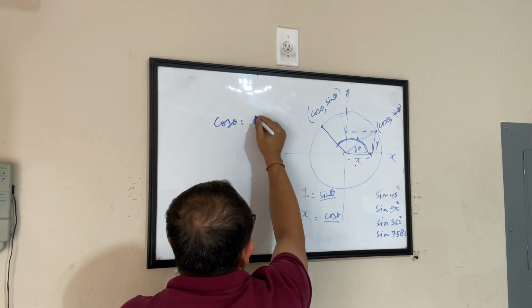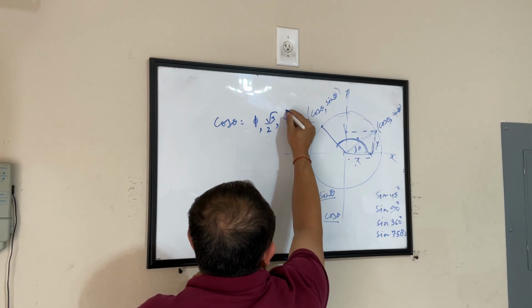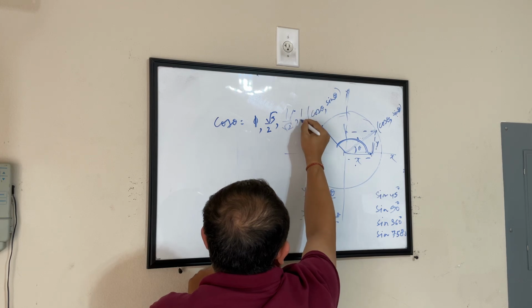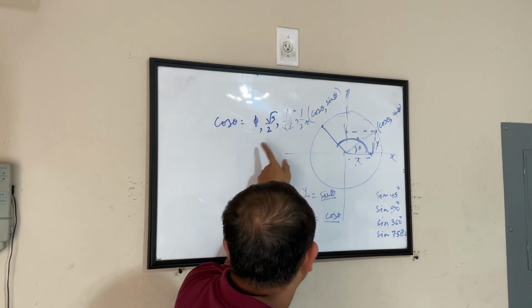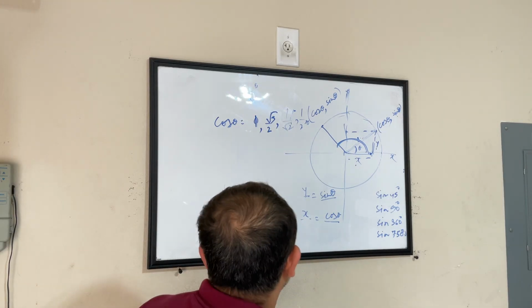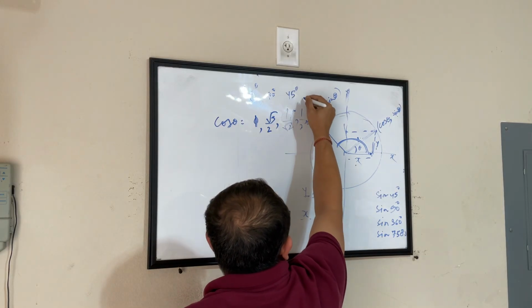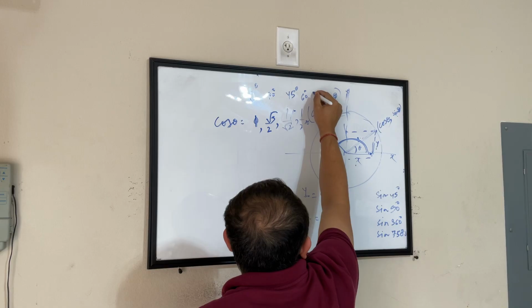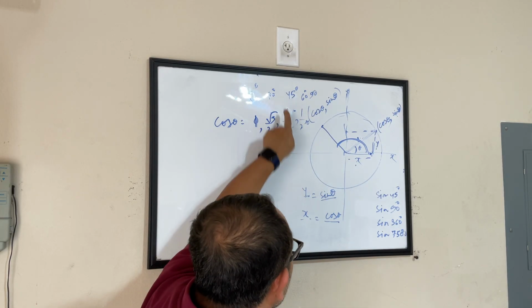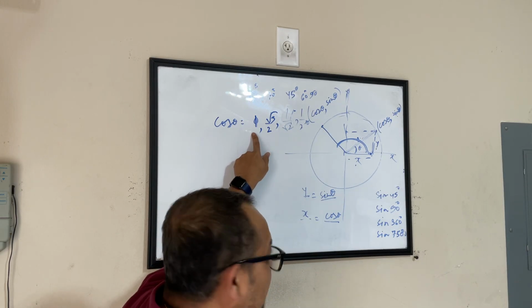it starts from 1, then goes to root 3 by 2, then goes to 1 by root 2, then 1 by 2, and then 0. Between 0 and 90, we'll try proving this also. This is your 30 degree, this is your 45 degree, this is your 60 degree, and this is 90 degree. So cos 0 is 1, cos 30 is root 3 by 2, cos 45 is 1 by root 2, cos 60 is 1 by 2, cos 90 is 0. So what's happening is, it starts from 1 and keeps on decreasing.